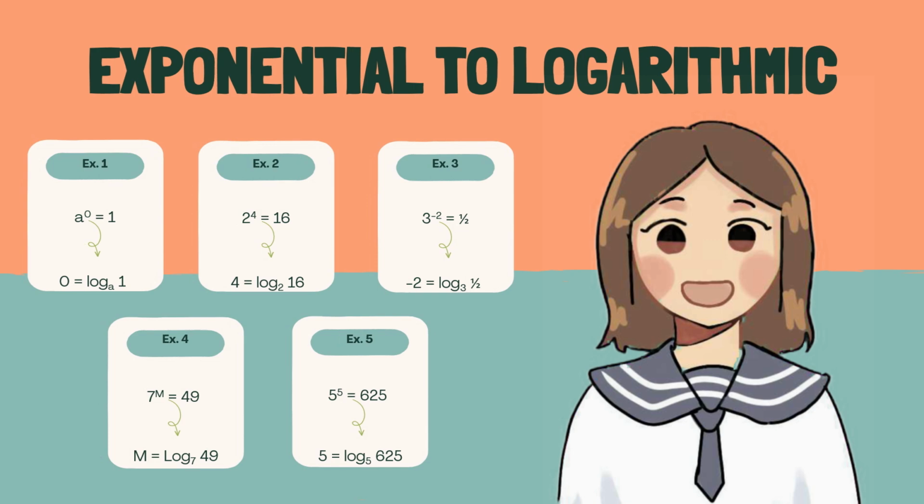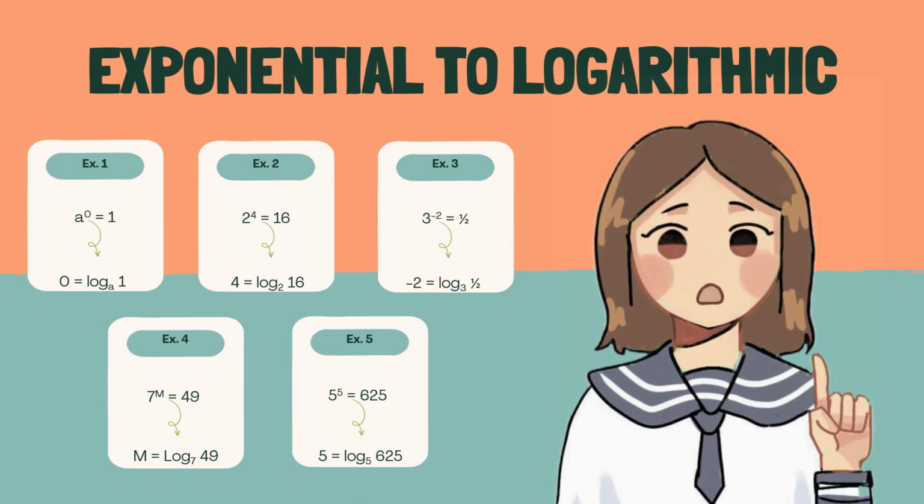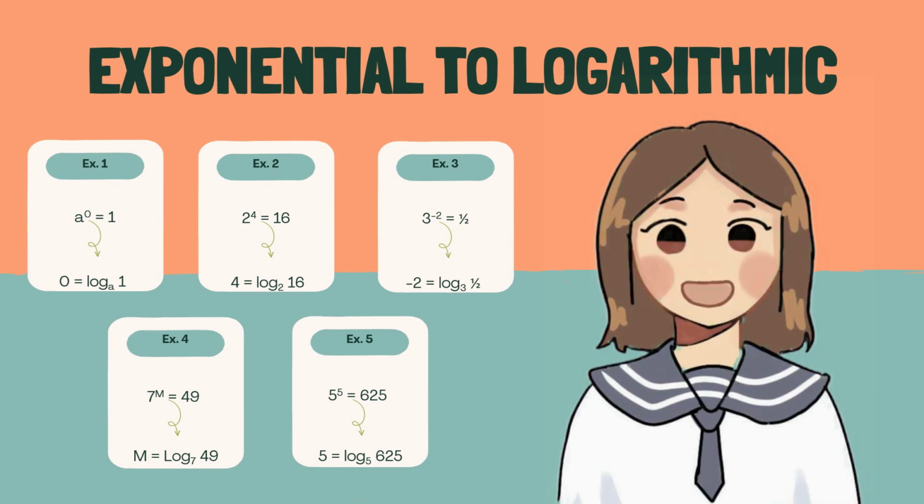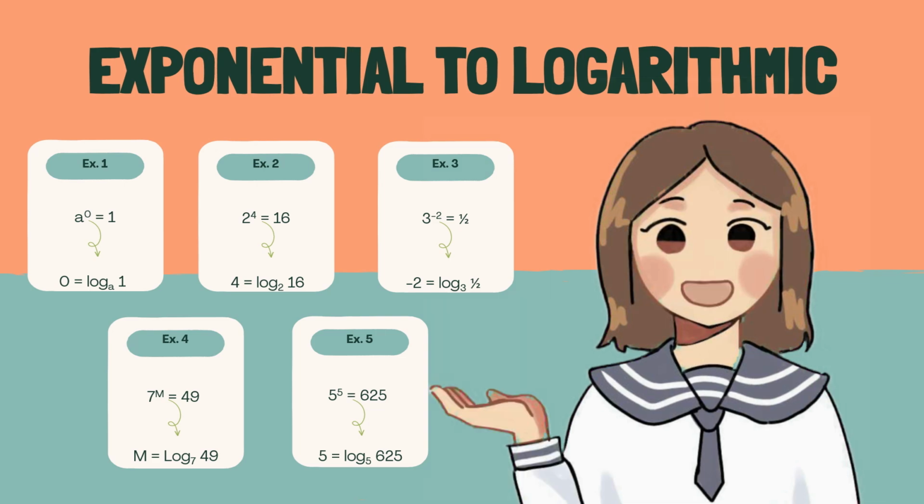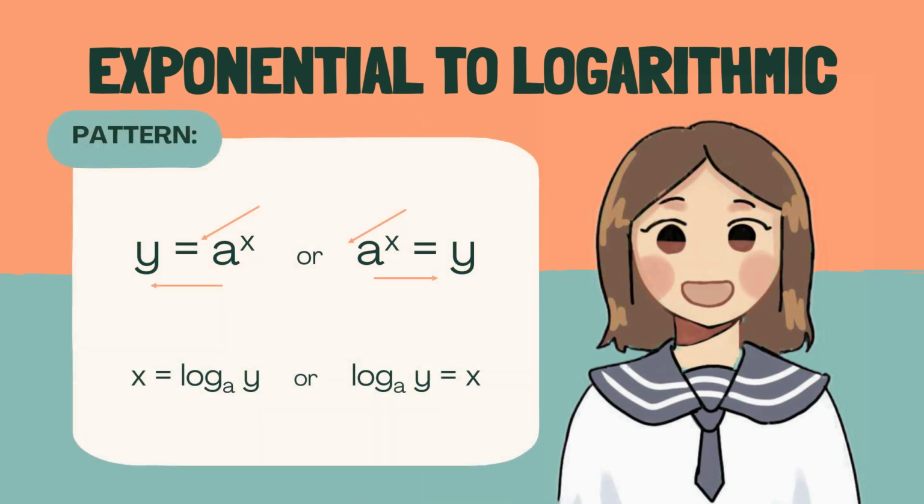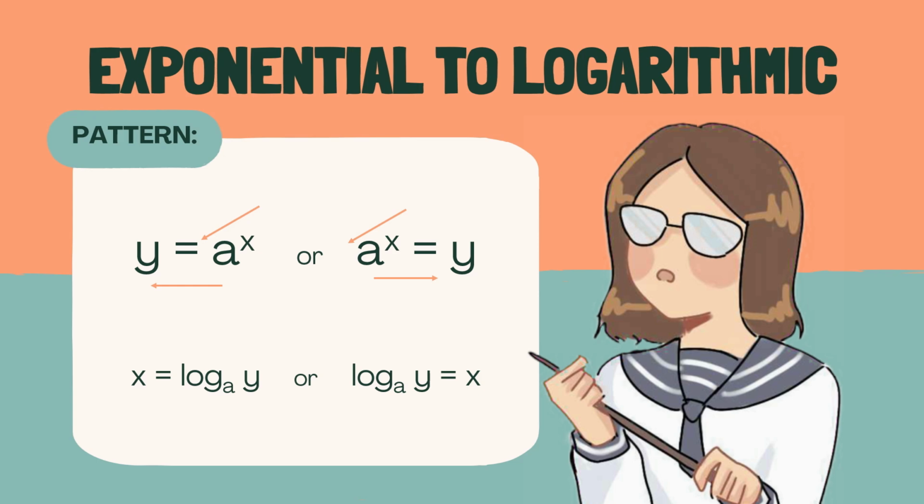From the given examples, did you notice a pattern? There is in fact a pattern. For those wondering what the pattern is, observe how the exponential and logarithmic functions were formulated. The pattern is the exponent of a in the exponential function will become the answer. A remains as the base, and y becomes the argument.